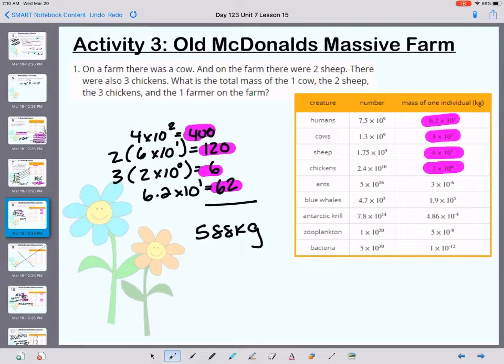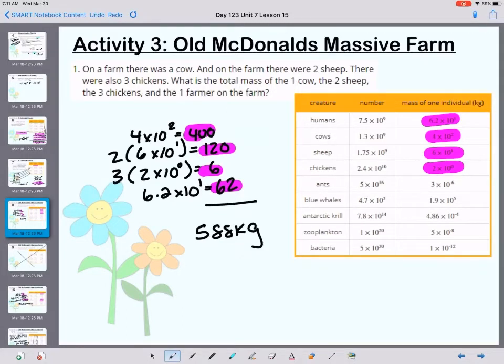In activity 3, we have Old MacDonald's massive farm, and on the farm you've got a bunch of different animals in different scenarios. I did forget to tell you that you did not have to do question 2, so I will not be going over question 2. But number 1, you have 3 chickens, 2 sheep, a farmer, and a cow. So I listed them in order: 1 cow, 2 sheep, 3 chickens, and 1 farmer. I transferred them over, and then I would get 588 kilograms.